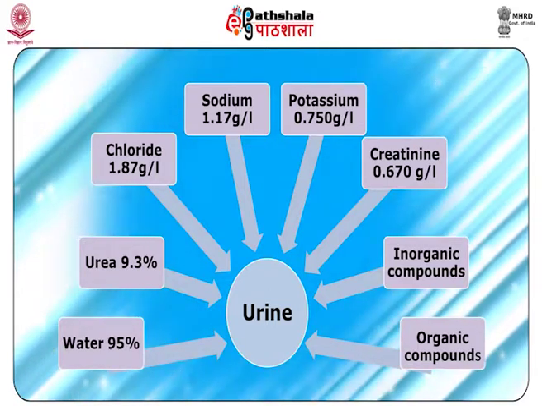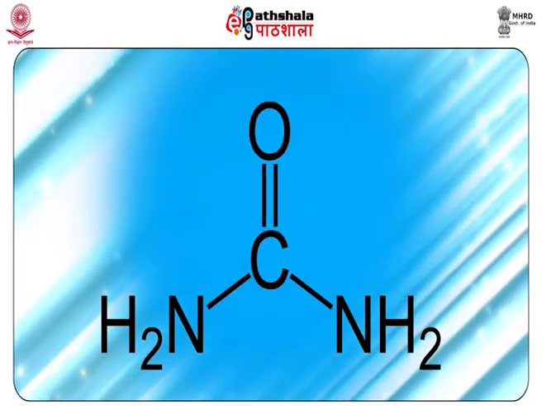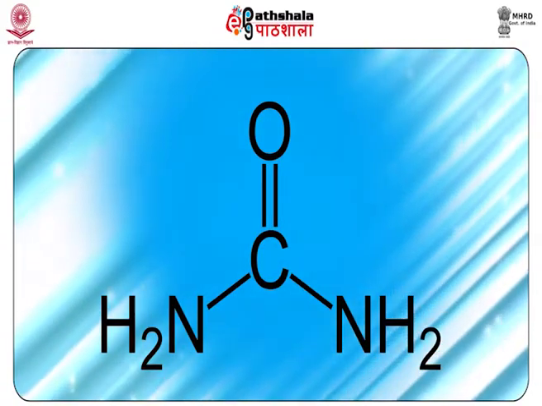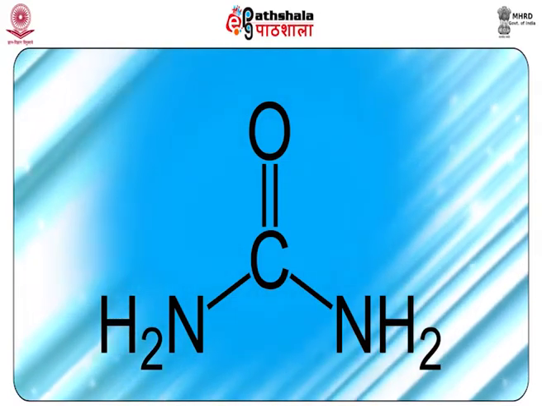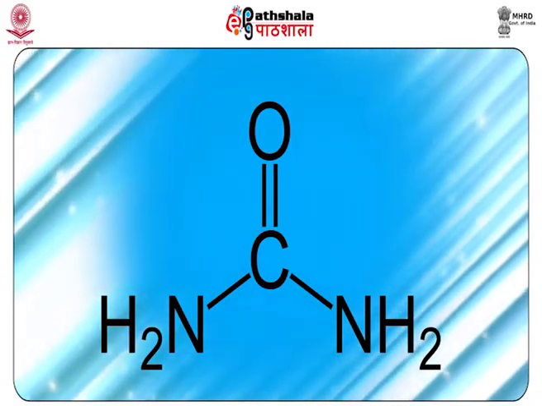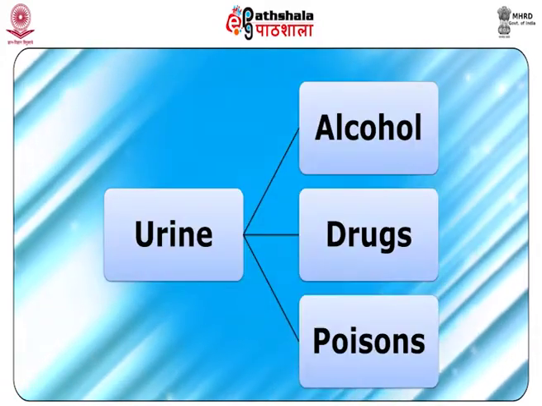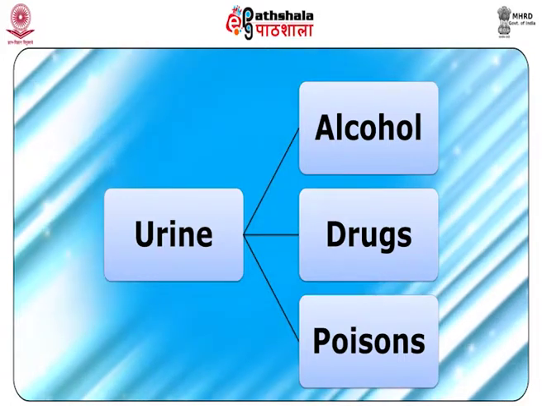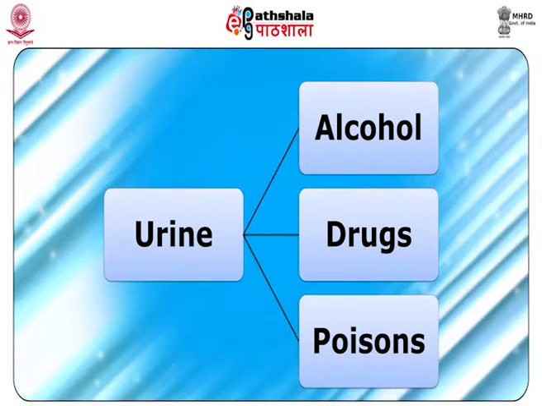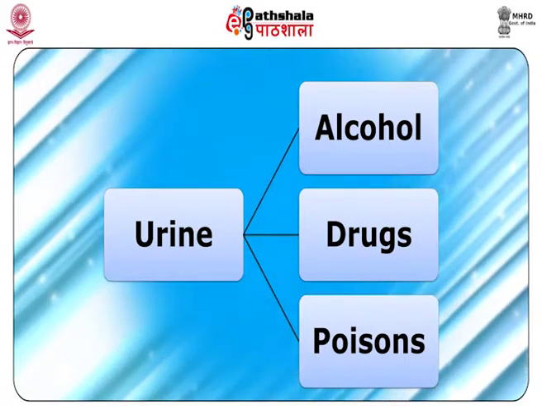Next is the chemical analysis of urine. Urine is principally water and contains inorganic salts and organic compounds, together with proteins, hormones, and a broad variety of metabolites, dependent on what is being taken into the body. Next is the importance of urine. Urine can be examined to provide facts about the crime as well as its victim or the suspect. Urine can be used to test for alcohol, drugs, and poisons.